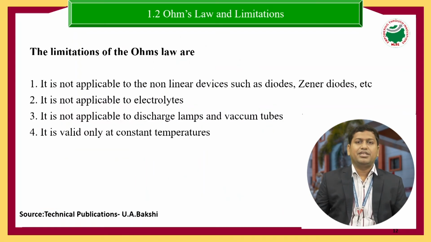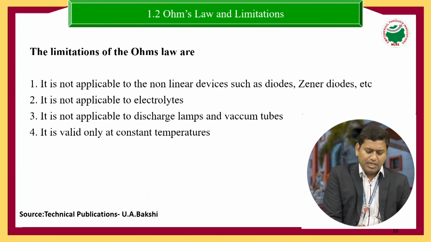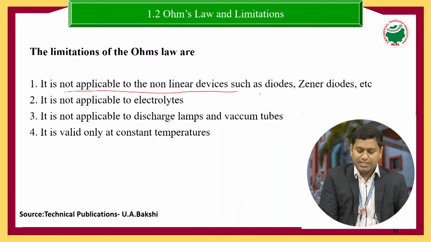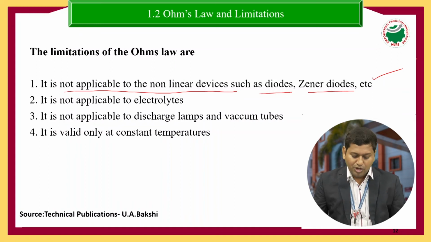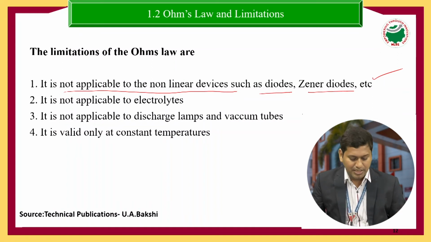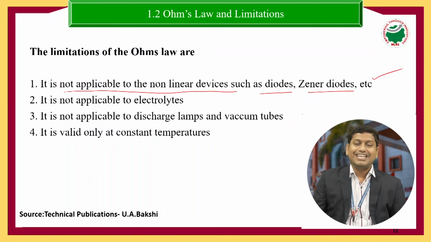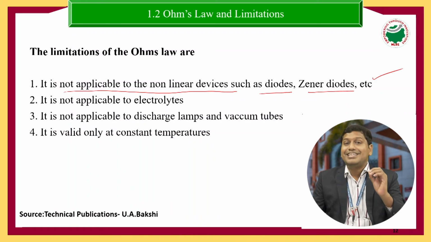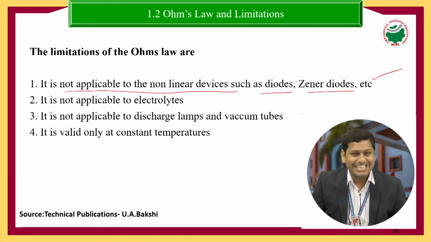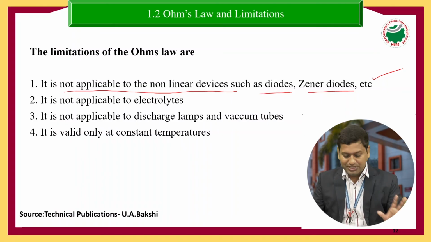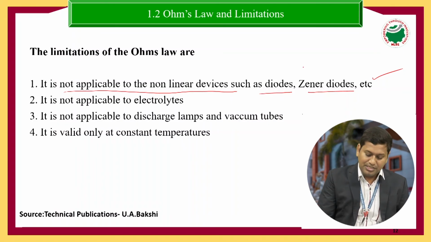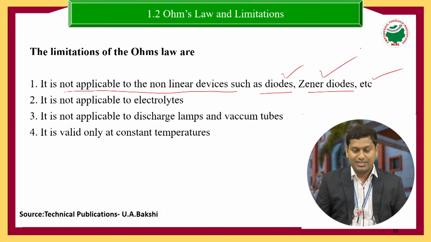Next, the limitations of Ohm's law. Ohm's law is not applicable to non-linear devices such as diodes, Zener diodes, etc. Why might people ask, sir, why is Ohm's law not applicable to these? Because those don't have a linear character. If I take the I and V characteristic, it is not linear in nature. That's why Ohm's law doesn't suit Zener diodes and diodes. Try to understand that.